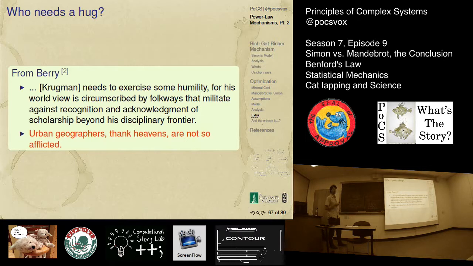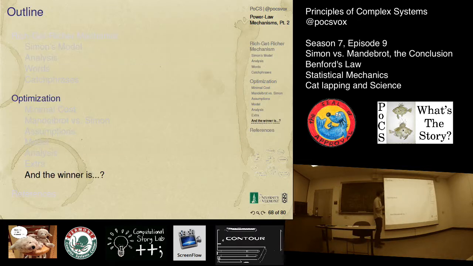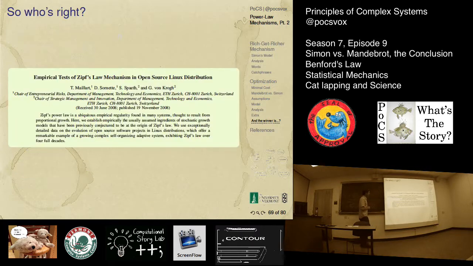Anyway, the good thing about the hard sciences is that in the end, someone's going to measure it again and again, and if you're right or wrong, that's going to be sorted out. All right. Okay, so the winner. So there is no winner, but here's one paper that shows that at least in some circumstances that random growth model that we have from Simon works out.